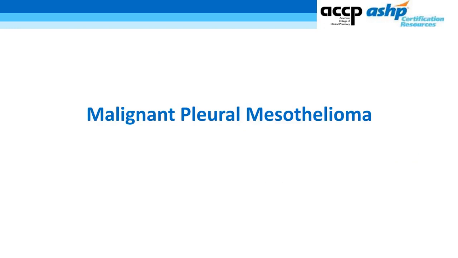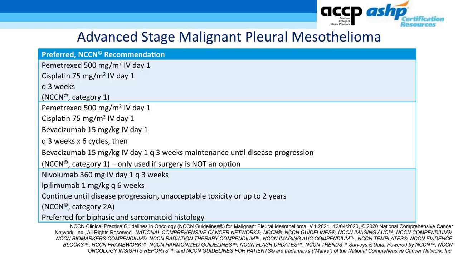I do want to provide a brief update on malignant pleural mesothelioma. As you will recall, the treatment options for advanced stage malignant pleural mesothelioma included combination platinum doublet with cisplatin and pemetrexed, or again, cisplatin and pemetrexed with bevacizumab. These are NCCN preferred regimens. Of recent, a new regimen was added as a preferred option for biphasic and sarcomatoid histologies and a category 2A recommendation per NCCN, and that is the combination of nivolumab and ipilimumab that's continued until disease progression or unacceptable toxicity or up to 2 years.